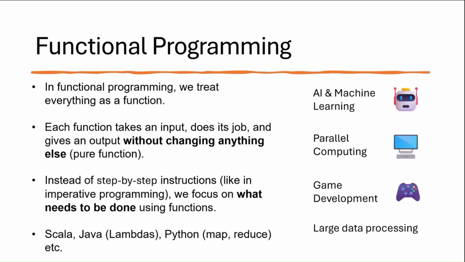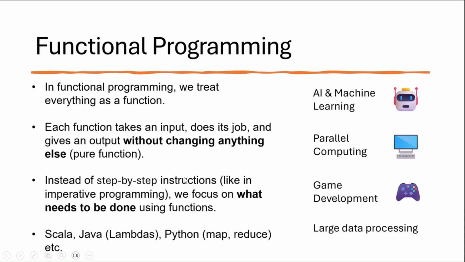So here, in functional programming, we treat everything as a function. This is different from procedural programming, right? In procedural programming, you define the step as a function. Here you are just executing that function from outside, right? Not that exact function, but the function which has very complex logic behind the scene, which we don't need to worry about. We just need to call that function, right? So the function just takes the input, does its job, and gives the output without changing anything else, right?